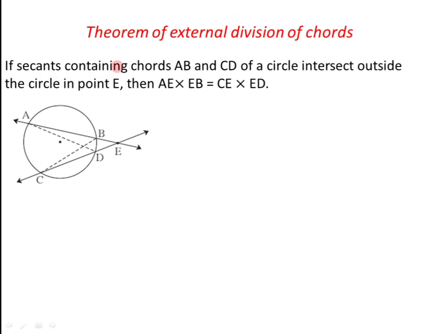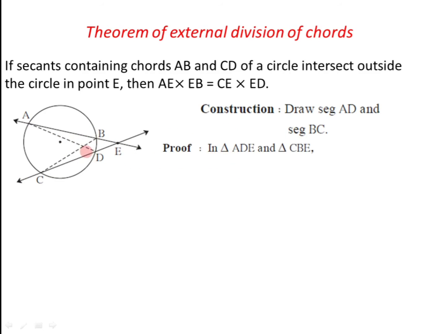For this diagram, if secants containing chord AB and chord CD of a circle intersect outside the circle at point E, then we have to prove that AE into EB is equal to CE into ED. For that, let us have one construction. We have to draw segment AD and segment BC. By doing this construction, we have got two triangles.